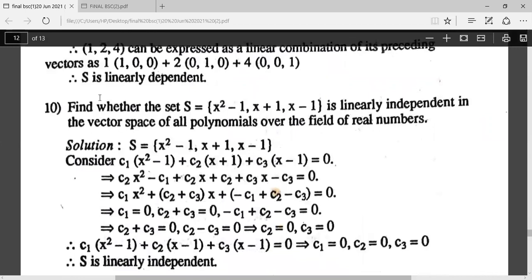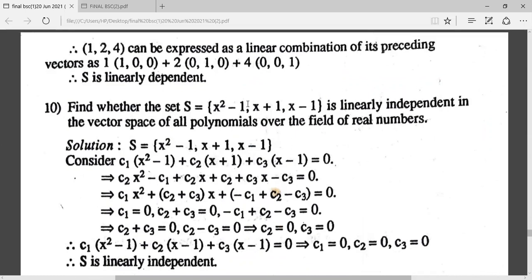Now let us take another problem. Find whether the set S equals the polynomials x square minus 1, the polynomial of degree 1 x plus 1, and similarly polynomial x minus 1 is linearly independent in the vector space of all polynomials over the field of real numbers. Here the vector space is the vector space of all polynomials over the field of real numbers. And what is that set? S is given. 3 polynomials are given. One is x square minus 1, another one is x plus 1, and x minus 1. So our S is x square minus 1, x plus 1, and x minus 1.